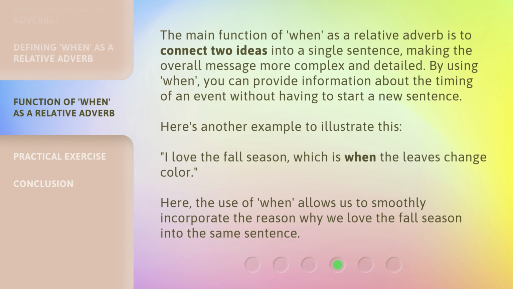The main function of when as a relative adverb is to connect two ideas into a single sentence, making the overall message more complex and detailed. By using when, you can provide information about the timing of an event without having to start a new sentence. Here's another example to illustrate this. I love the fall season, which is when the leaves change color. Here, the use of when allows us to smoothly incorporate the reason why we love the fall season into the same sentence.